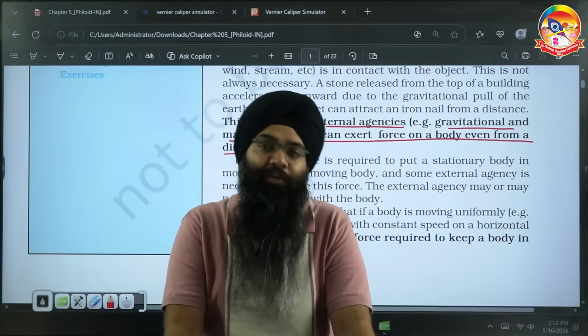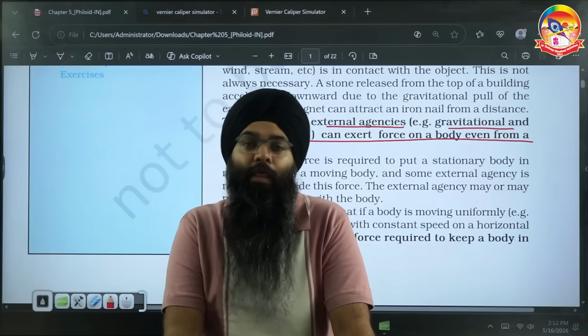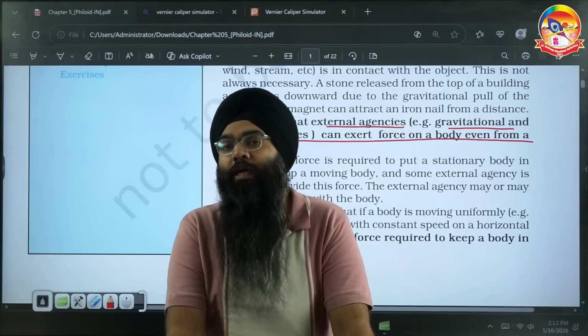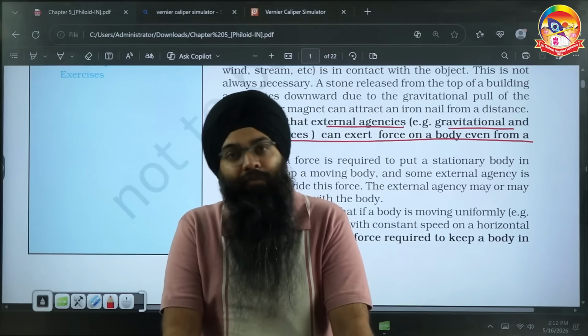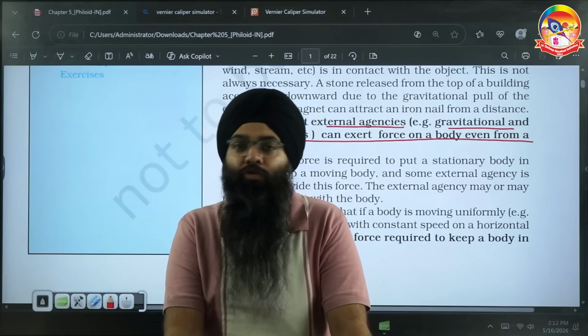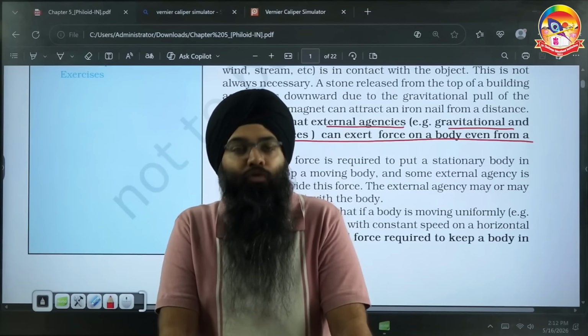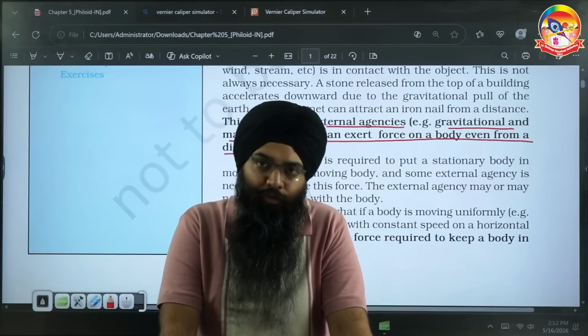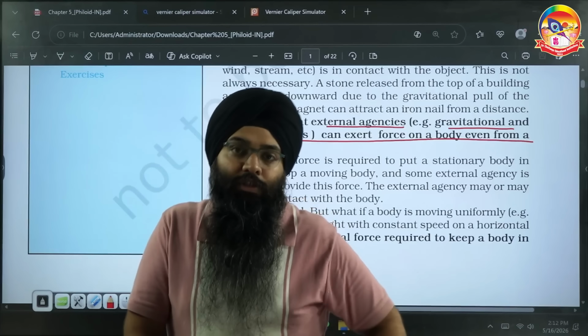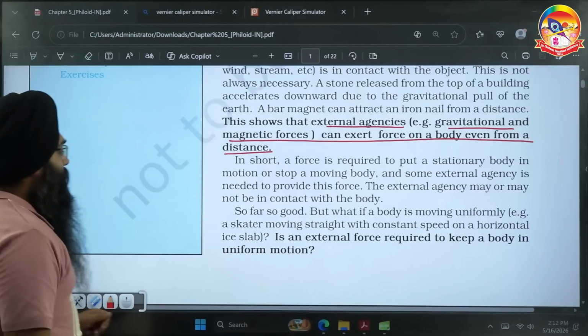When we discuss gravitation in detail in the upcoming chapters, then you will be able to understand what a non-contact force is. And one more very important force is electromagnetic force. That is also a non-contact force. Electromagnetic forces are comprised of two things: electric forces and magnetic forces. So these are all non-contact forces.